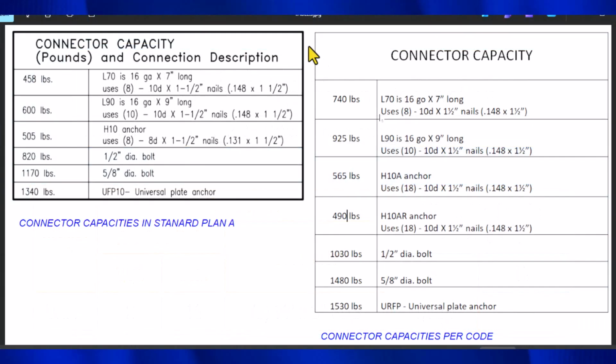So right here we see two connector capacity tables. The one on the left is from Standard Plan A, and the one on the right has the values if we use the current building code. So it's pretty obvious, every single one of these is off.